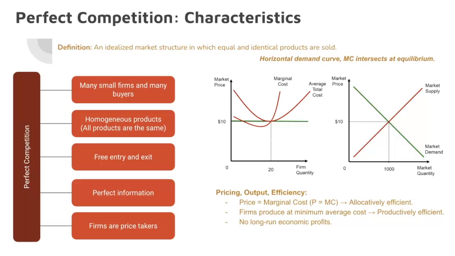From an efficiency standpoint, perfect competition achieves the best possible outcome. Price equals marginal cost, making it allocatively efficient, as resources are distributed optimally. Firms also produce at minimum average cost, achieving productive efficiency. However, in the long run, firms earn zero economic profit because any profit attracts new entrants, driving price down to the break-even level. Notice on the graph that the demand curve is perfectly horizontal, intersecting with the marginal cost at equilibrium.